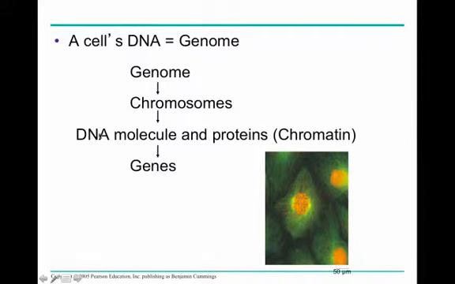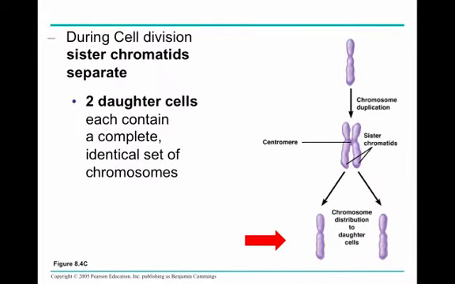And each of those chromosomes is made of the DNA molecule, the double helix, and that DNA is wound around certain proteins called histone proteins that allow it to be packaged into this complex of DNA and proteins called chromatin. And on the DNA molecule, certain segments of the DNA are called genes, and those genes code for particular proteins. That's the basic idea.